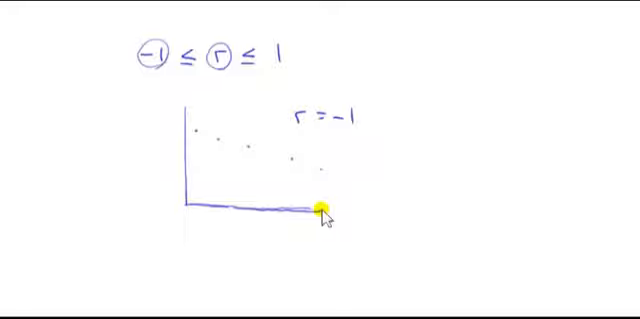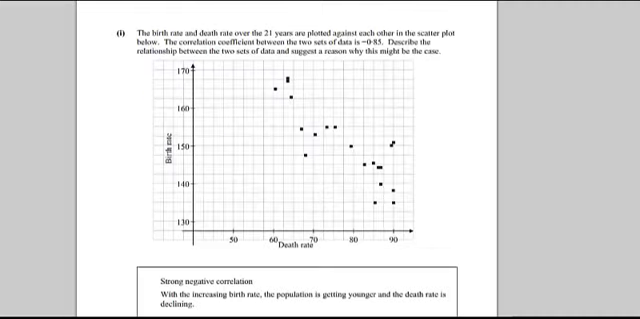So as X increases, Y actually decreases, and vice versa. As Y increases, X decreases. Okay, so if we go back to our data set, these points do not lie in a perfect straight line, so the correlation is not -1. But it's minus 0.85, which is a pretty strong negative correlation actually. So as the death rate increases, the birth rate decreases, and vice versa. As the birth rate increases, the death rate decreases.